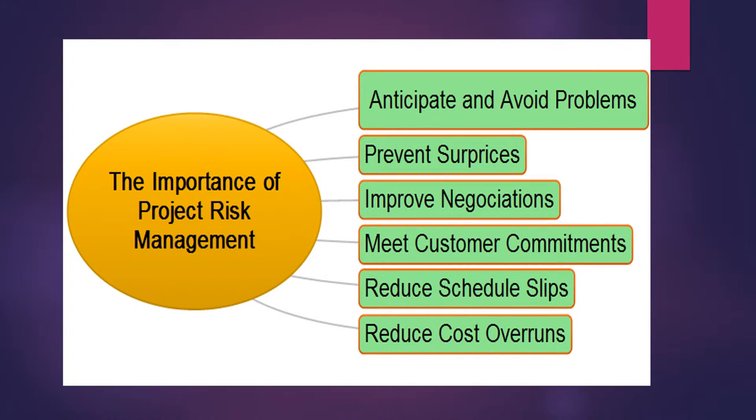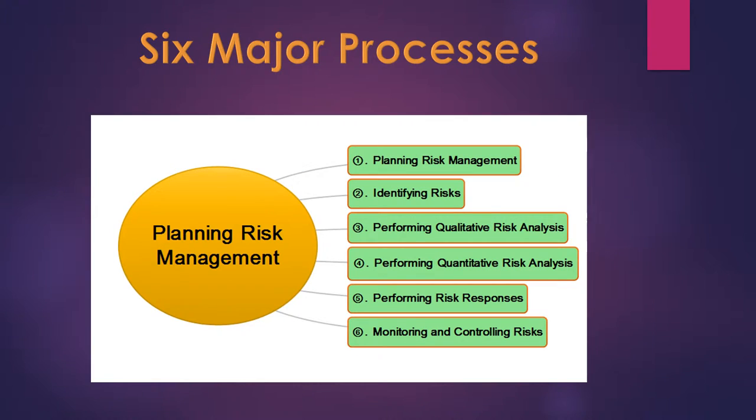Benefits from software risk management practices include anticipating and avoiding problems, preventing surprises, improving negotiations, meeting customers' commitments, reducing schedule slips, and reducing cost overruns, among others. The six major processes in planning risk management are planning risk management, identifying risks, performing qualitative risk analysis, performing quantitative risk analysis, performing risk responses, and monitoring and controlling risks.